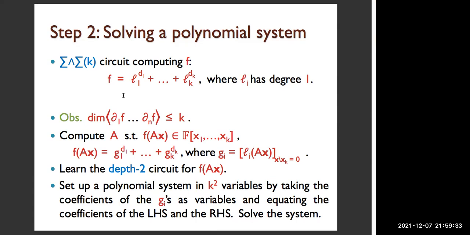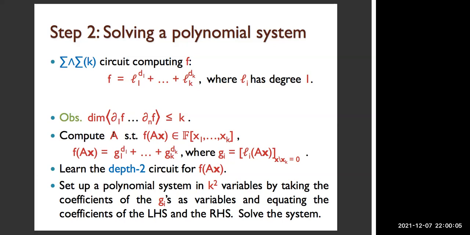Yeah. So I was just saying that the dimension of the space spanned by the first order partials of F is at most k, because every partial of F is a linear combination of L1 to the power d minus 1 and so on, some linear combination of k many of them. So the dimension of the first order partials of F is at most k. And that means that the number of essential variables of F is also at most k.